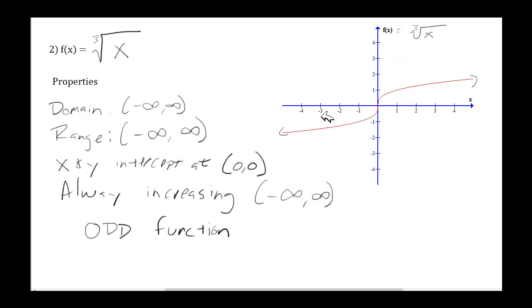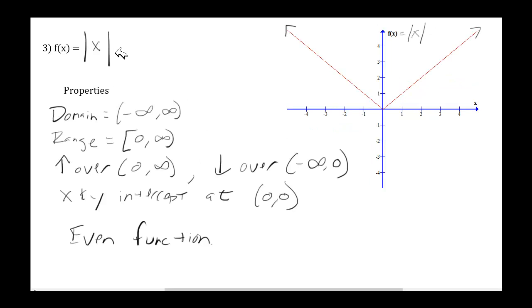Cubed root. So cubed root function looks like this. Its domain and range is everything. It has one intercept at 0, 0, and this function is always increasing. So as I look left to right, the function is always getting bigger. And this is an odd function. Okay, next.